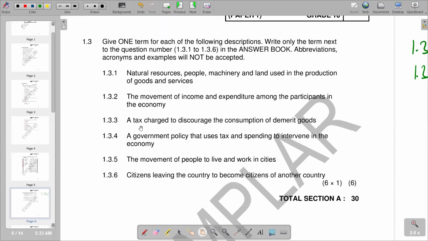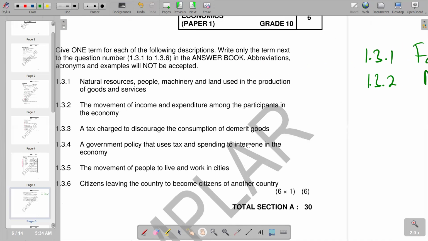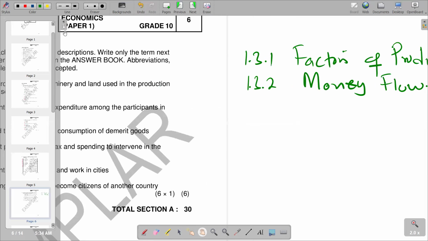Next question is saying a tax charged to discourage the consumption of demerit goods. A tax charged to discourage the consumption of demerit goods. We know that this is excise. We call it excise.